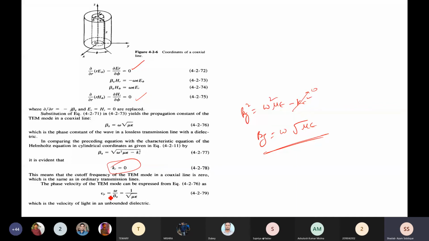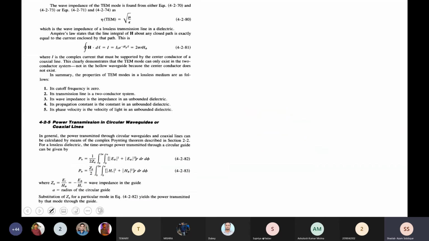Now you can also find the phase velocity Vp for the TEM mode. Phase velocity is omega by beta g, and beta g is omega root mu epsilon, so that can be written as 1 by root mu epsilon. That is the velocity of light in an unbounded dielectric, so Vp can be written as c. And the wave impedance for the transverse electromagnetic wave comes out to be the square root of mu by epsilon, which is called the intrinsic wave impedance.